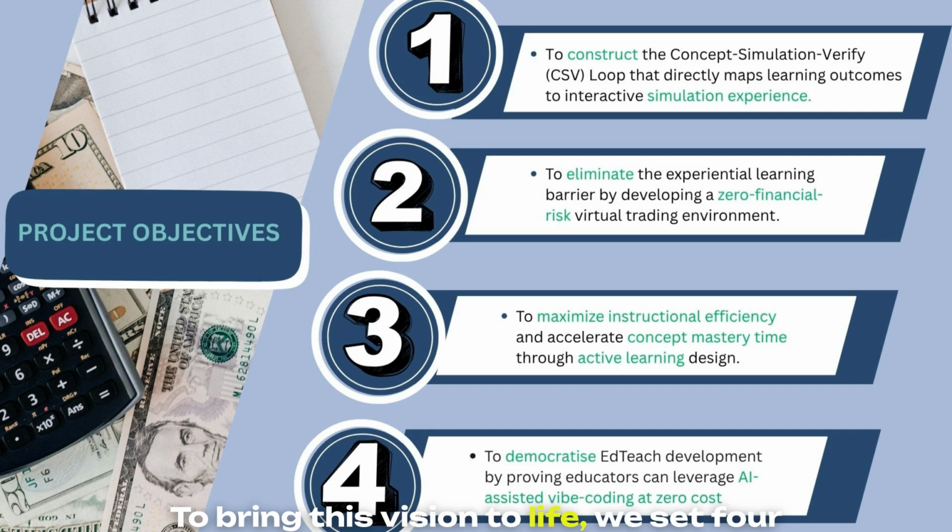To bring this vision to life, we set 4 foundational objectives. First, we designed the Concept Simulation Verify loop, which directly translates academic theory into a hands-on, interactive experience. Second, we completely eliminated the experiential learning barrier by building a virtual trading environment with zero financial risk, allowing students to experiment fearlessly. Because of this active learning design, we achieve our third objective, maximizing instructional efficiency and drastically accelerating how fast students master these complex concepts.